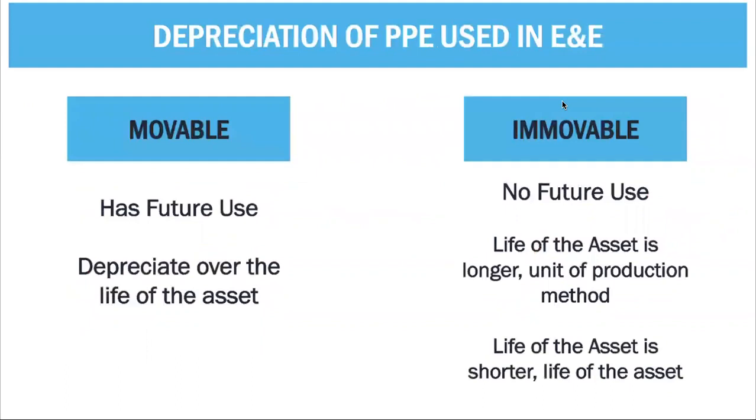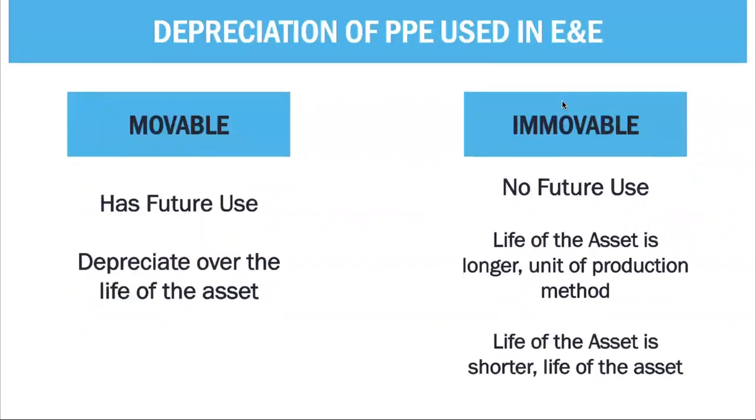Next, depreciation of PPE used in E&E. So what if there is a property, plant, and equipment that is used in the exploration for an evaluation of asset? So that is either a particular machinery that is used in the exploration or in mining industry. So if that PPE is movable, meaning it has a future use, you depreciate it over the life. But if that is immovable, meaning it is attached to that particular property or to that particular land or mining property, it has no future use.